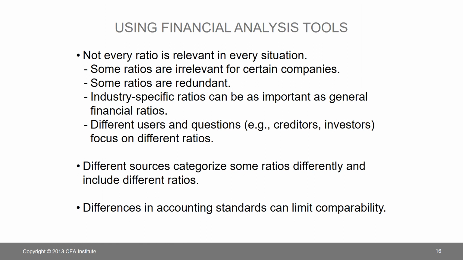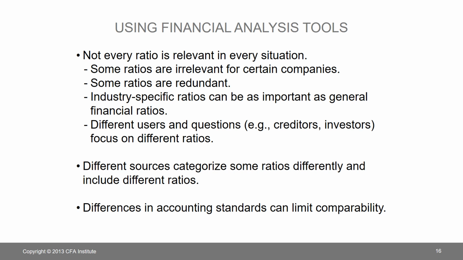You also need to understand that not every ratio is relevant in every situation. Some ratios are irrelevant for certain companies. For example, inventory turnover and days of inventory on hand are irrelevant to a company with no inventory, for example, financial services firms or internet firms like Facebook or Snapchat.